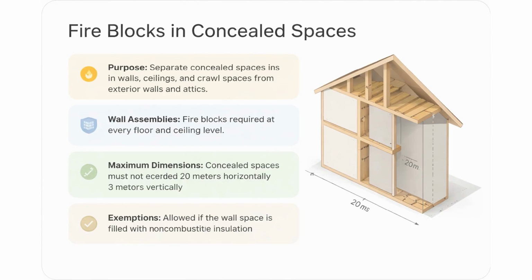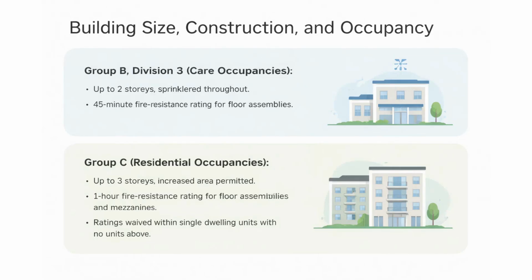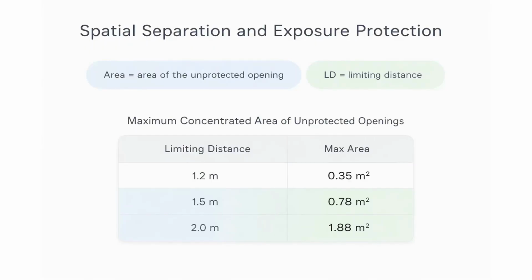This brings us to a foundational concept: how building size and construction type are dictated by the occupancy classification. For a Group B Division III care occupancy, the building can be up to 2 stories if it is fully sprinklered, but it still requires a 45-minute fire resistance rating for its floors. Conversely, a Group C residential building can go up to 3 stories with an increased allowable area, provided the floor assemblies have a full 1-hour fire resistance rating. Interestingly, if a residential unit spans multiple floors but has no other units above or below it, that internal floor rating can be waived.